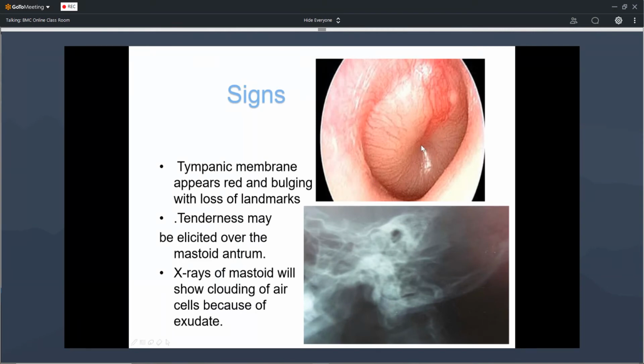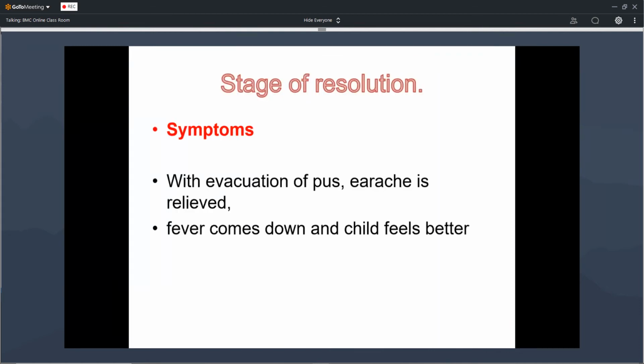If you apply pressure over the mastoid region, these patients may have tenderness. And X-rays of the mastoid will show clouding of the air cells because of the exudate in the mastoid antrum and the air cells. So this is the X-ray of the mastoid. You can see the clouding of the air cells or haziness of the air cells. That is because of the accumulation of fluid in the mastoid antrum and air cells.